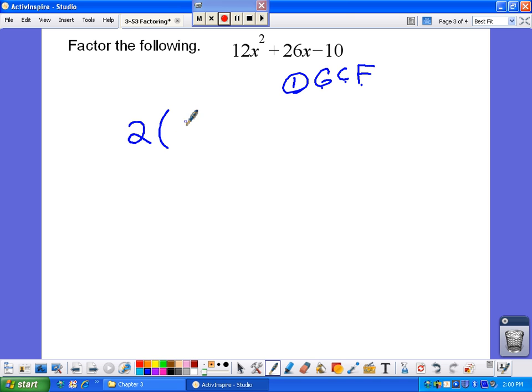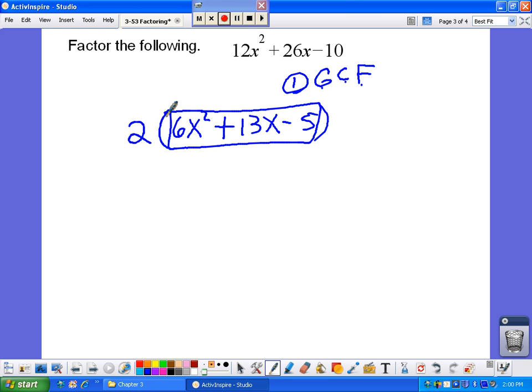2 times what gives me 12x squared? That's 6x squared. And then 2 times 13x gives me 26x, and 2 times negative 5 gives me negative 10. Now my goal is just to factor what's left, so I'm only looking at what's in the parentheses. I've taken out the 2, and the reason I took out the 2 is the numbers are smaller. It's so much easier, for me anyway, to deal with smaller numbers, because the bigger the numbers, the more possibilities, and the harder it is sometimes to come up with what you need.